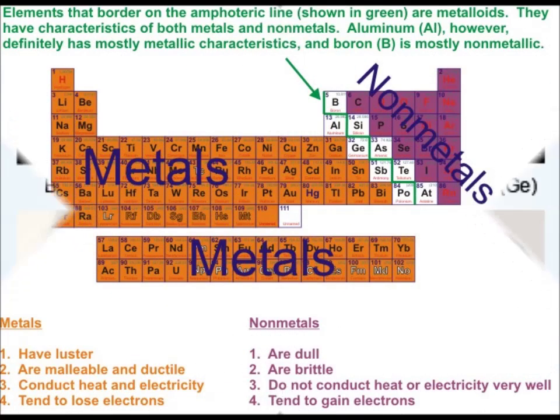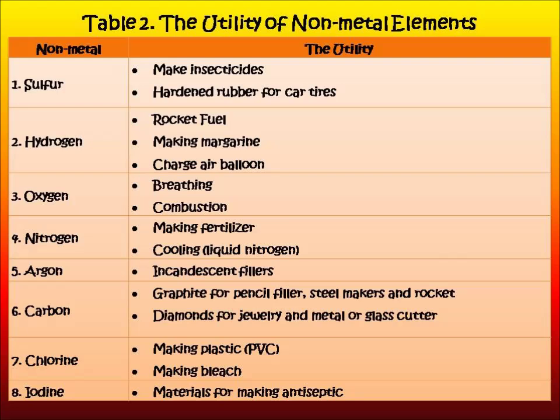Last but not least, we have nonmetals. Nonmetals, in comparison to metals, are dull in appearance, and they are poor conductors of electricity. However, they have an abundance of utility in the real world. For instance, chlorine is used to make bleach.